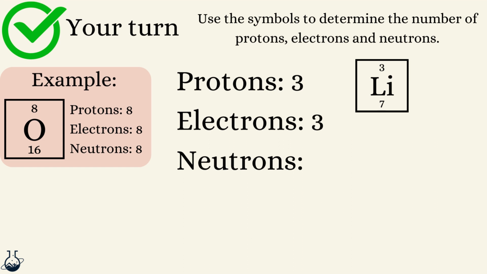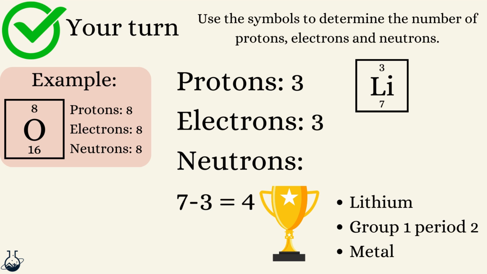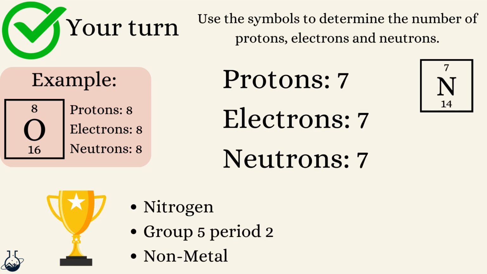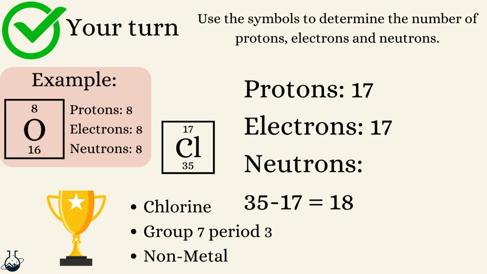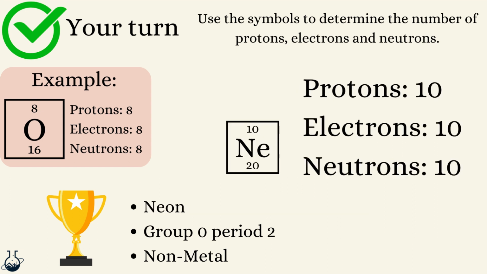Lithium is a bit quirky. Using the information, we can say it has 3 protons and 3 electrons, but 4 neutrons. Challenge answers for lithium below. Nitrogen is all 7, along with the challenge answers. Chlorine is 17, 17, and 18, plus challenge answers. And here are neon's answers.